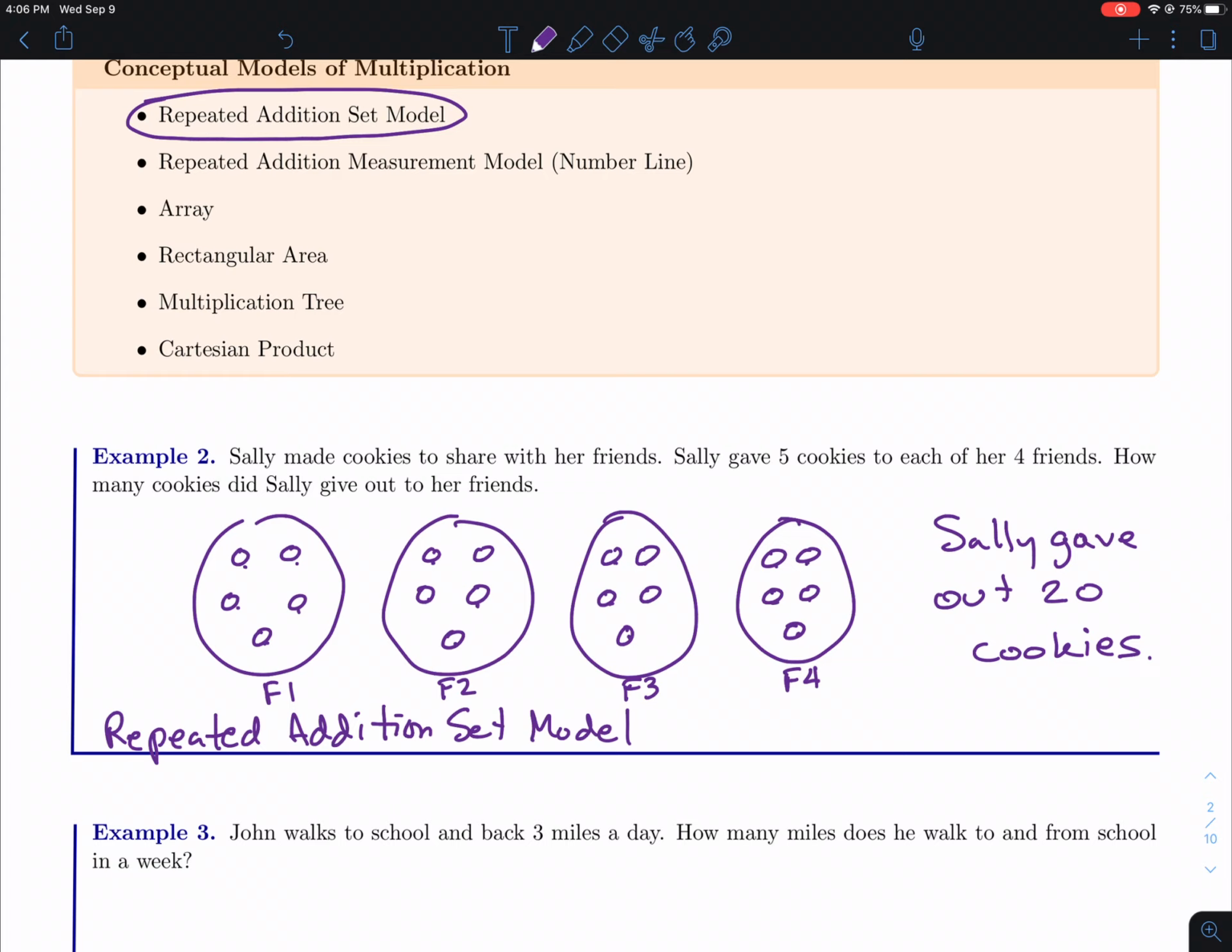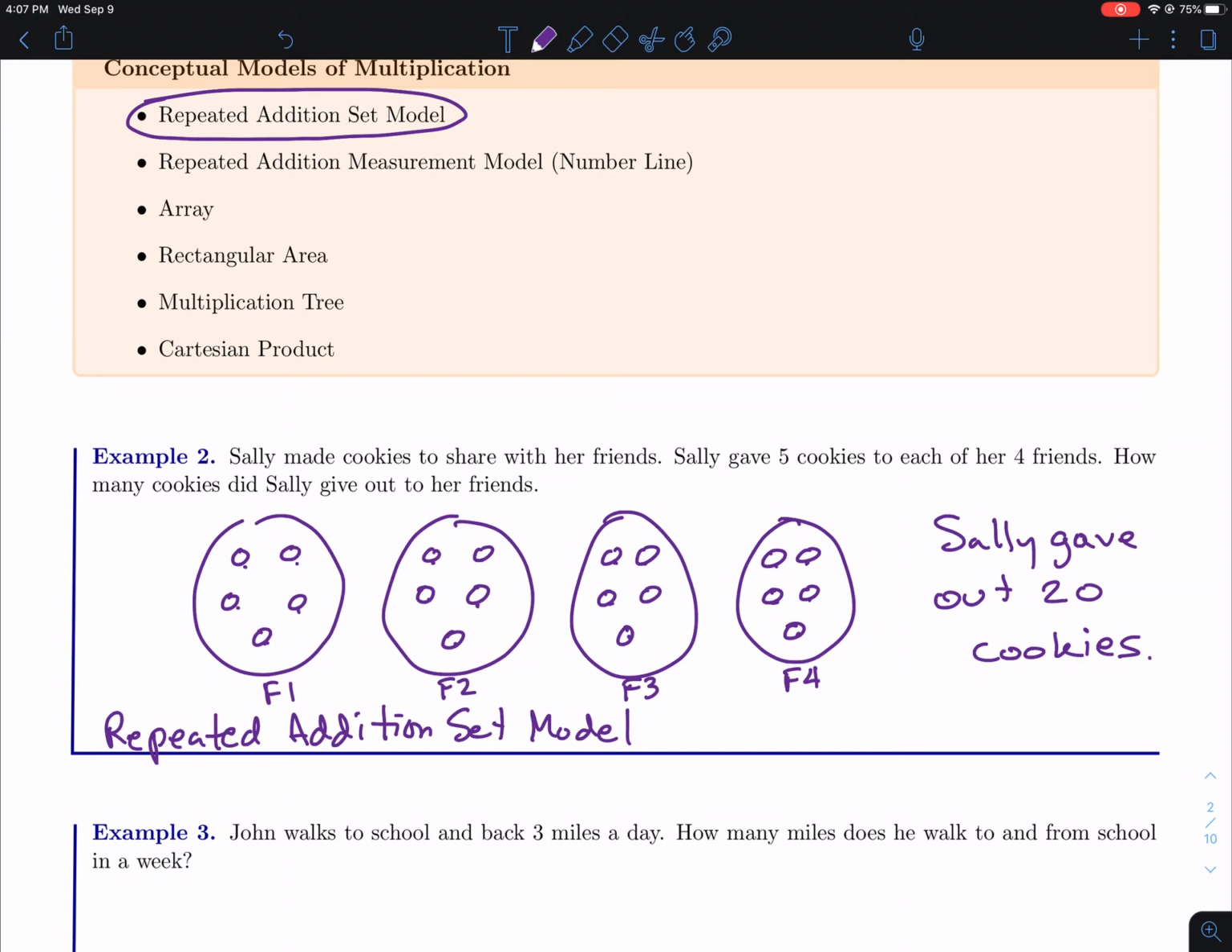And if you wanted, you could have combined these all together into one big set and then drawn all 20 cookies inside of it. Or you can keep them in individual little sets, like I did, so that I can distinguish between the friends and how many each one got. But, all right, if you have any questions about that, let me know.